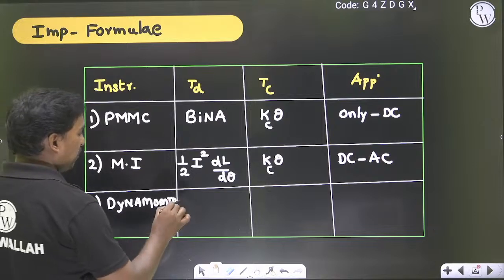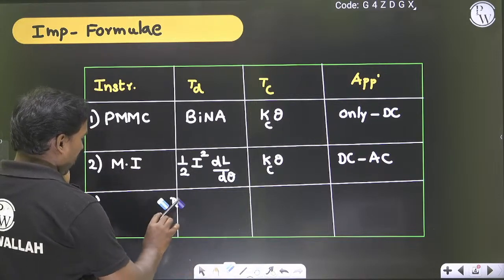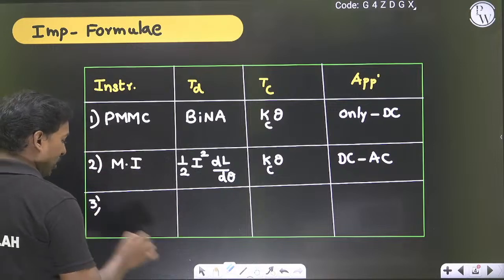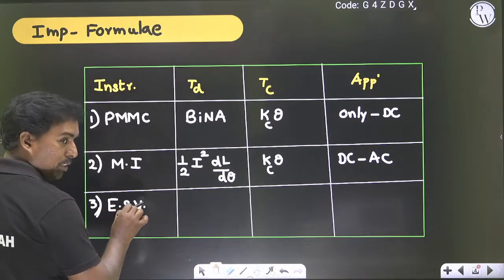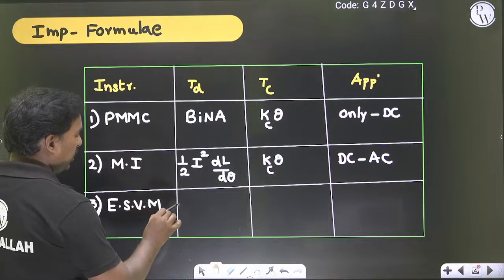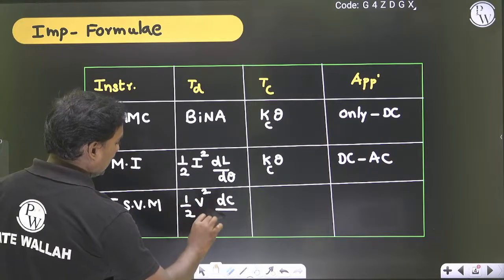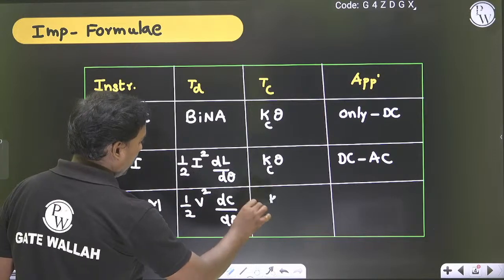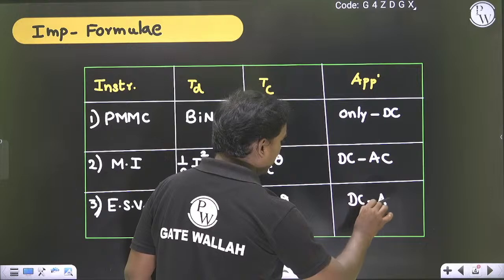The dynamometer is quite different. Let me take the electrostatic voltmeter first. For the electrostatic voltmeter the deflection torque is 1/2 V square dC/d theta. The controlling torque is Kc theta. It is also for DC as well as AC.